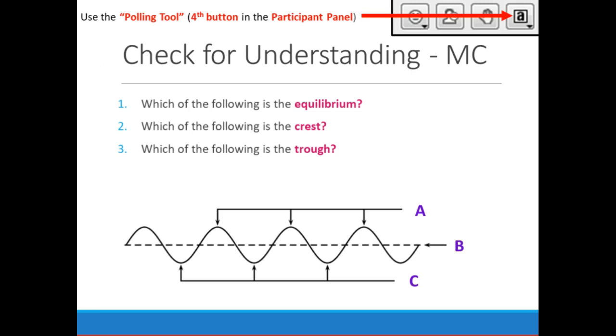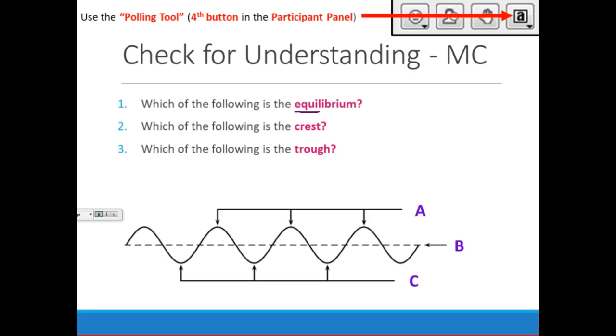Excellent. Let's make sure that this makes sense. I'm going to give you your polling tools really quickly. A through C. A is the top, B is the middle, C is the bottom. Which of the following is the equilibrium? A, B, or C? Which of the following is the equilibrium? Come on, let's do this. We should know this. Think about the word equilibrium. Literally has the word equal in it. What does that make you think of?